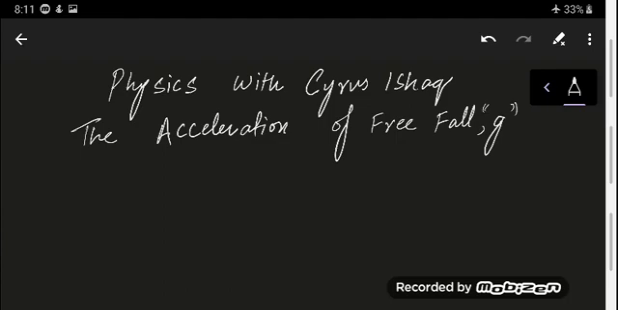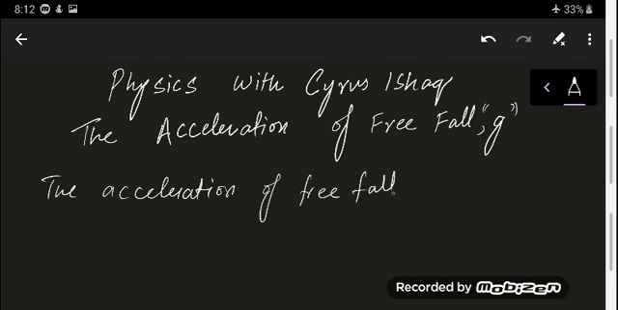So what I'm going to talk about in this video of physics with Cyrus Ishaq is a very, very important concept, the acceleration of free fall, that is g, right? This is the acceleration that objects experience near the Earth's surface, right? And the acceleration of free fall for a body or an object near to the Earth's surface, near to the Earth.